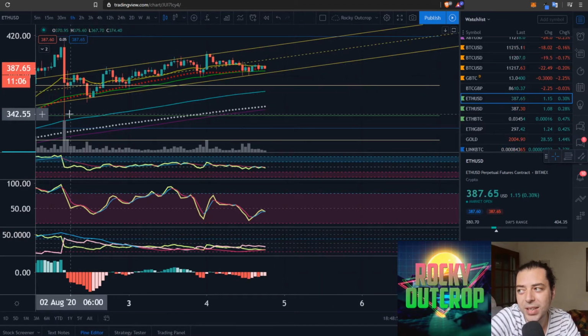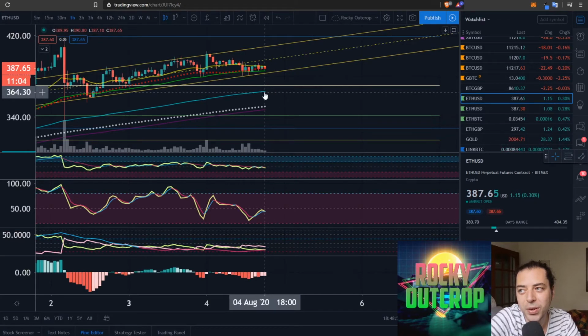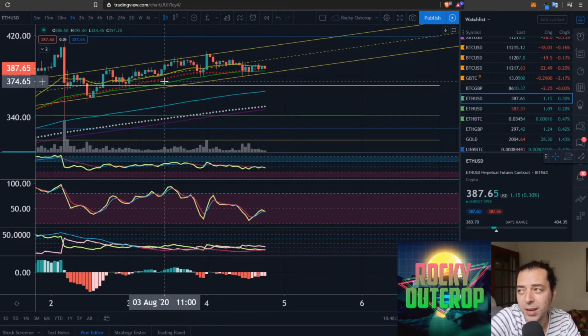If we do move outside of it, then of course I'm going to be looking at this 144 moving average here on the 1 hour time frame, if I'm still looking at the 1 hour time frame at the time, of course.